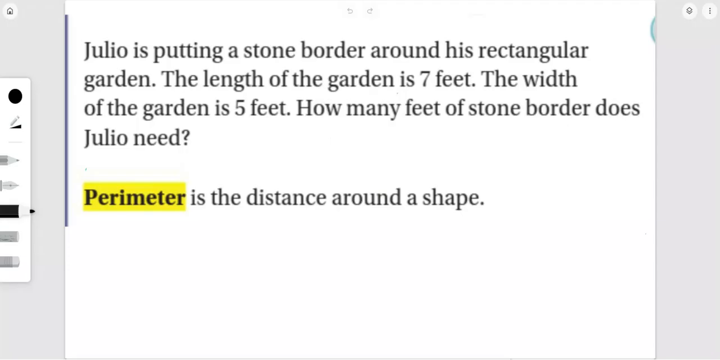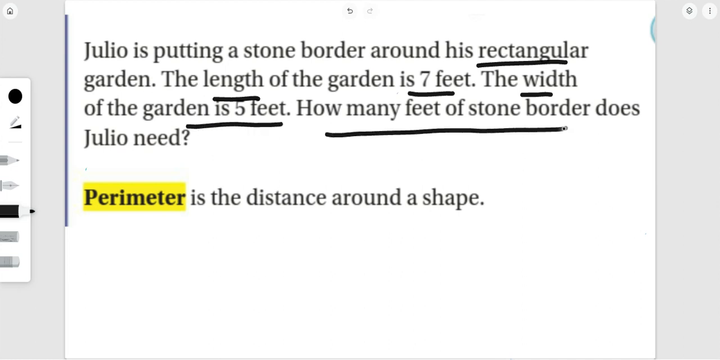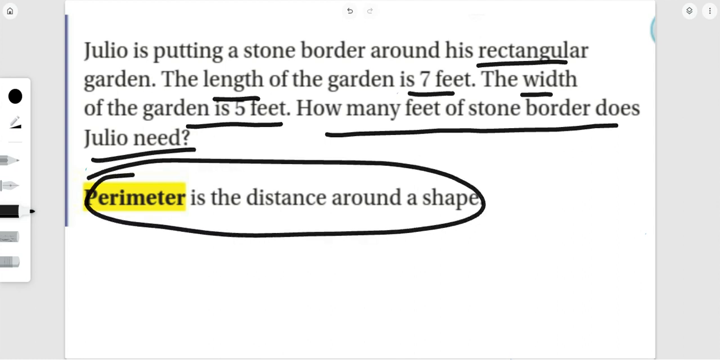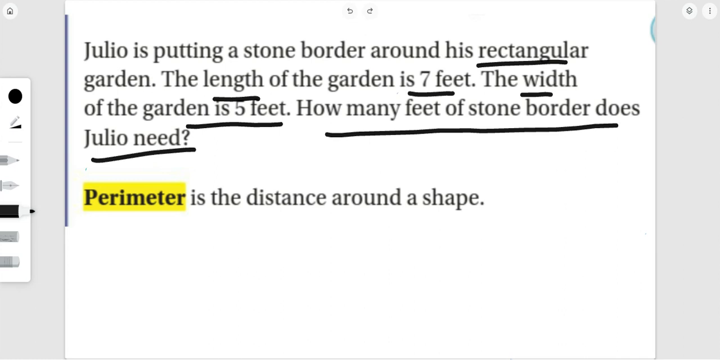So today, we can use this to help us answer problems such as this. Julio is putting a stone border around his rectangular garden. The length of the garden is 7 feet. The width of the garden is 5 feet. How many feet of stone border does Julio need? Remember, the perimeter is the distance around a shape. So let's take a look at our rectangular garden and first start with a model.